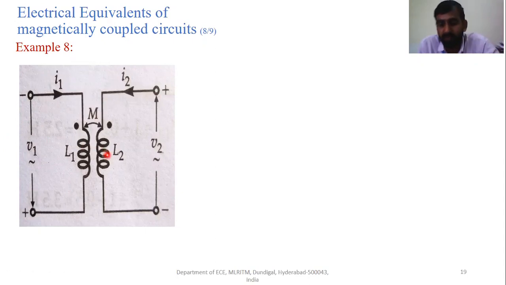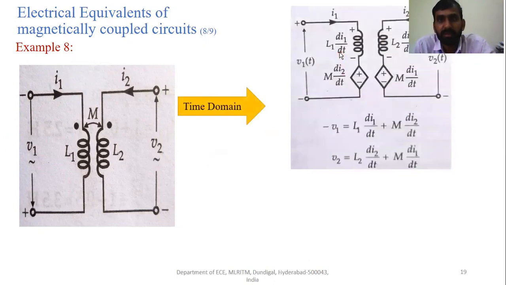Let us model the same circuit, let us make the equivalent circuit in the time domain. You can check it out. Here also, as V1 is negative, let us reverse the polarities over here. So this is going to be negative over here. This is completely negative.